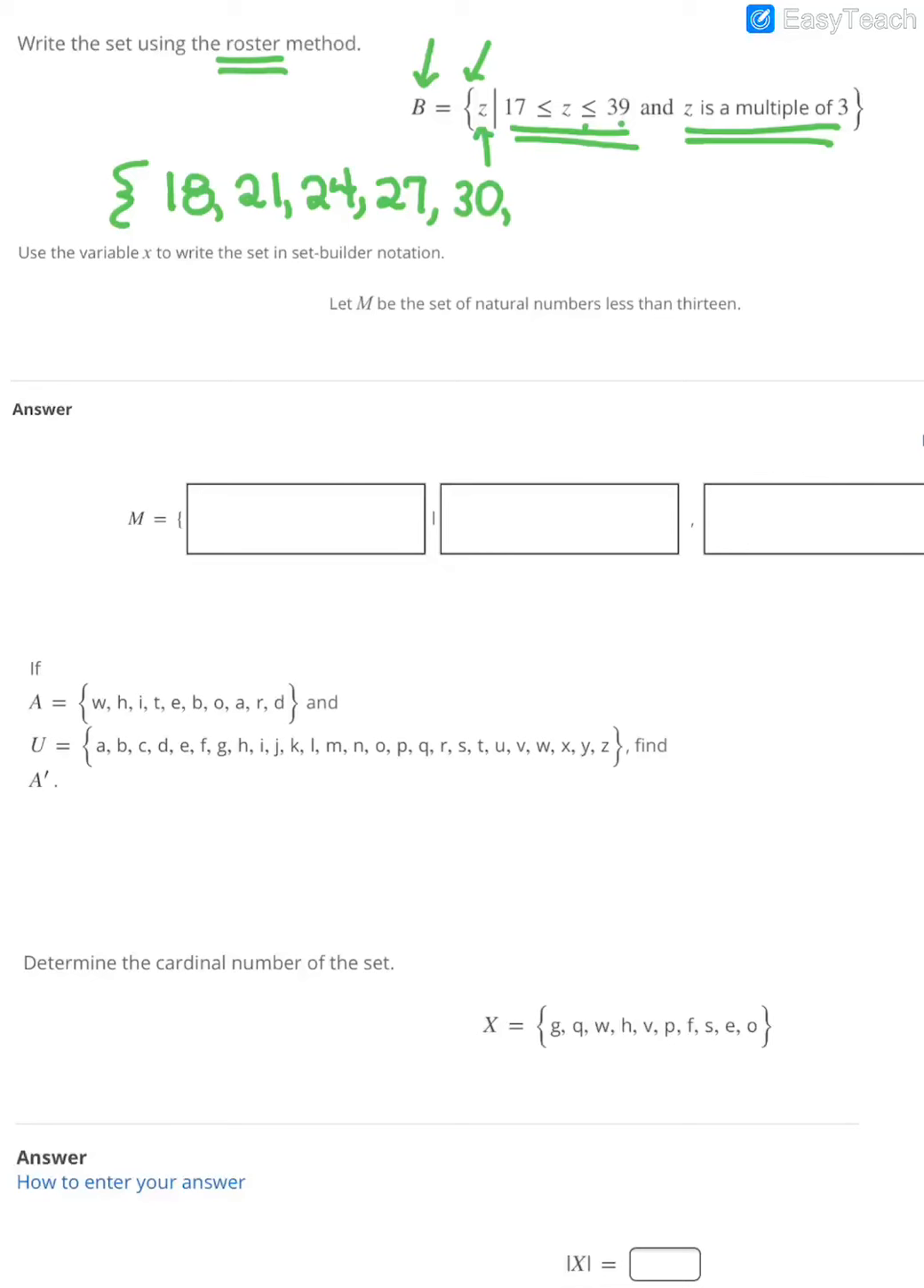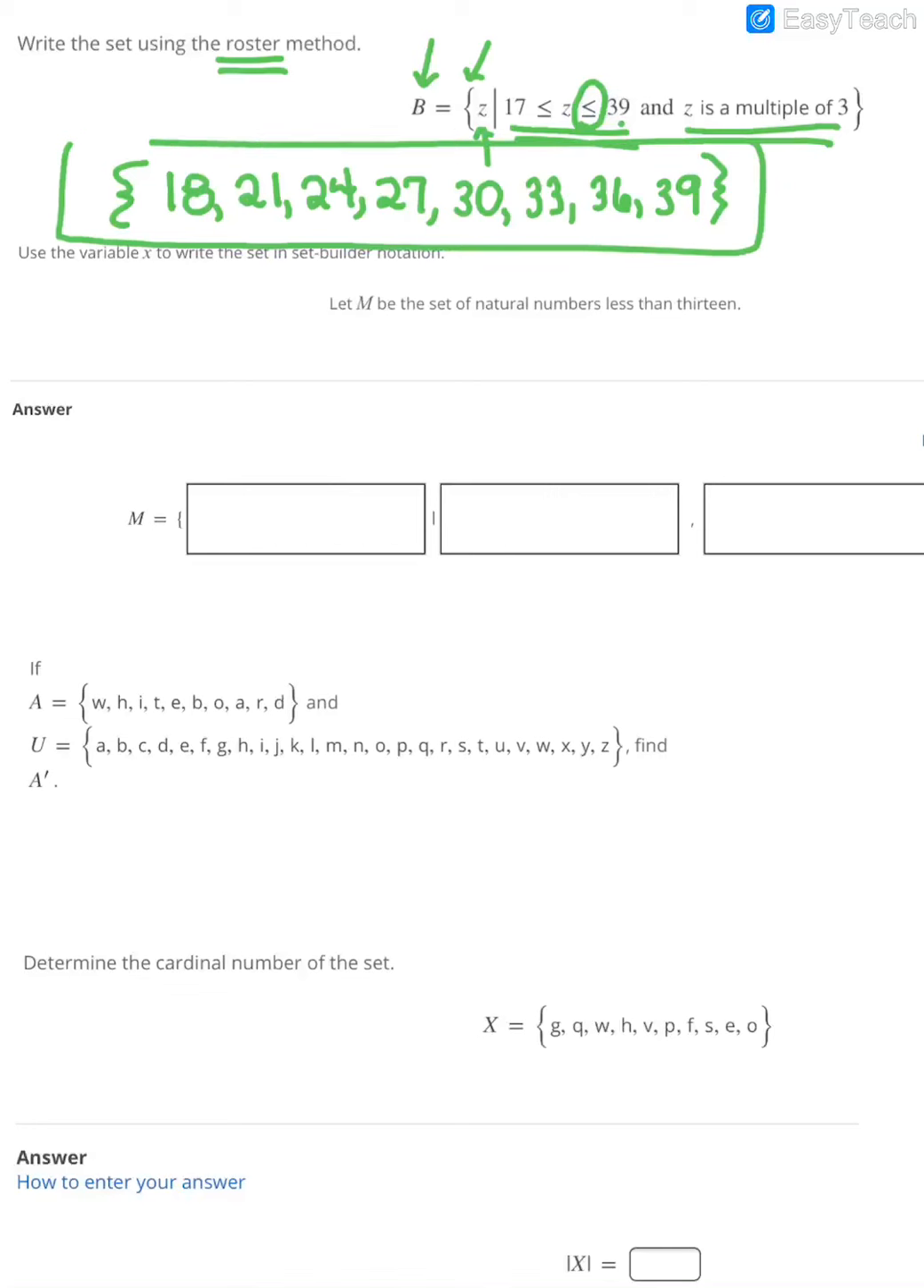That's a multiple of 3. Plus another 3 would be 33. Then 36. And then 39. Now, do I include 39 or do I not? I have to look closely. If it has the bar, that means you do include it. So 39 would be part of that set. And then we close off with the bracket. So this would be the roster method for that particular set.